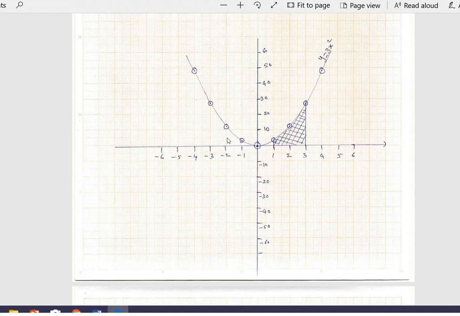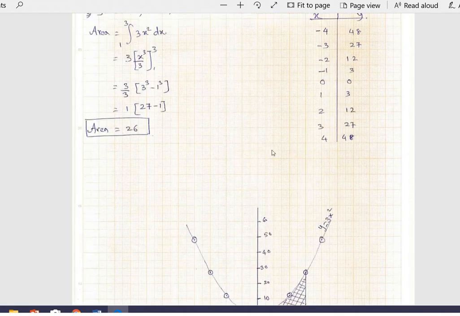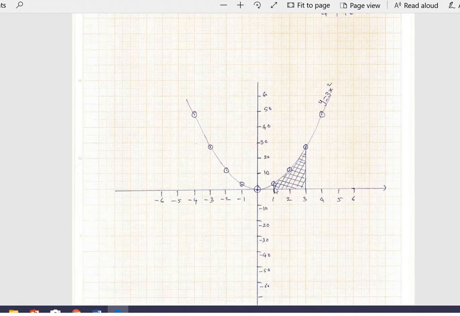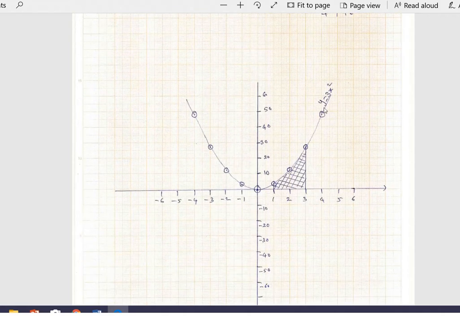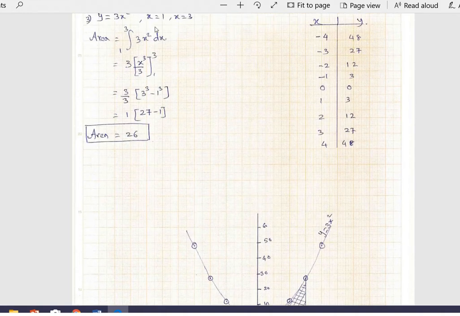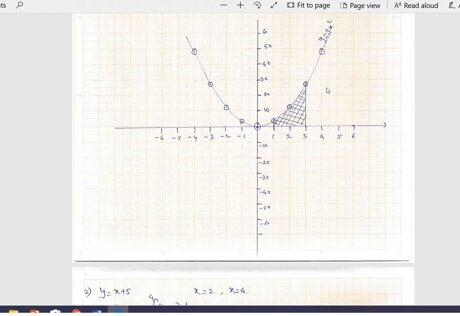Minus 3, what's the value? Minus 2, minus 1, and the 0 also. For 0 the value is 0, it is plotted. For 1 it is 3, and for 2 it's 12. It goes on, so that you will get a range, and you have to shade the portion. This is the most important part you have to do. Shading between 1 to 3. Why is it 1 to 3? Because the range is given, the curve is passing between 1 to 3 on the x-axis. So just shade the portion.